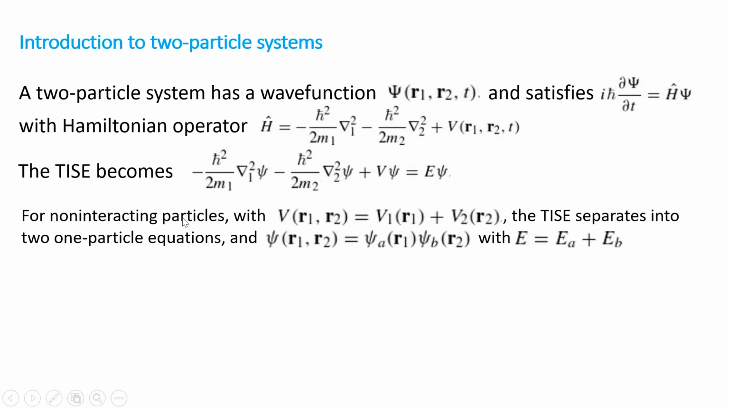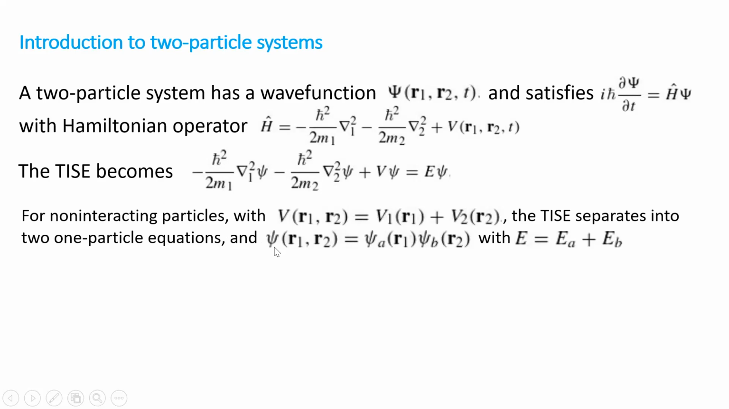If we have non-interacting particles, particles 1 and 2 don't directly interact with each other, so that their potential V(R1, R2) is just separately a potential V1 of R1 plus V2 of R2. So they're separately interacting with the surroundings, but not with each other, because R1 and R2 are not together in a potential. Then the TISE actually separates into two one-particle equations. So this is shown in the textbook. I won't show all the steps here, but it separates into two one-particle equations.